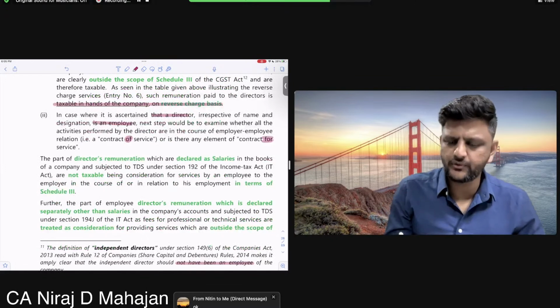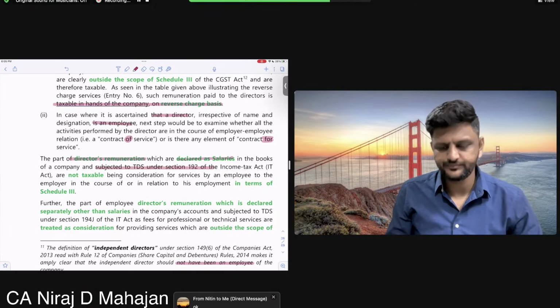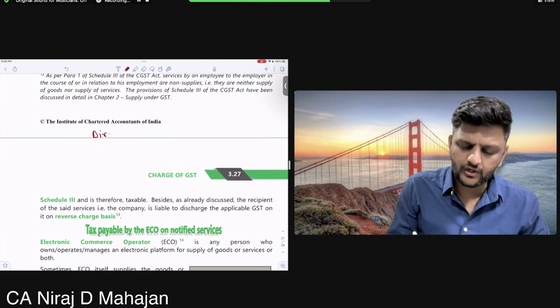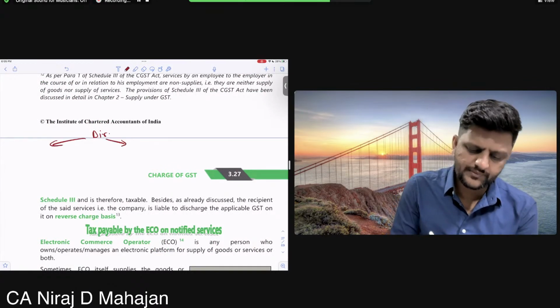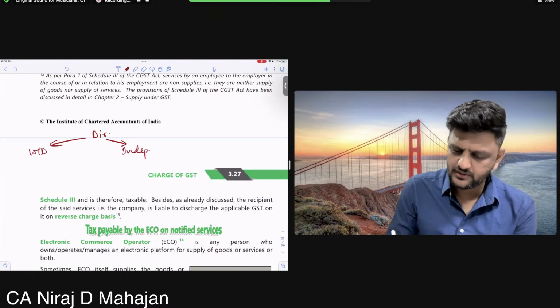Another example they have given you, check here. The director's remuneration, which is declared as salaries and TDS deducted under 192. Now understand a little bit. Directors, let us say, are of two types. Let me use an example: whole time directors and, let us say, independent directors.